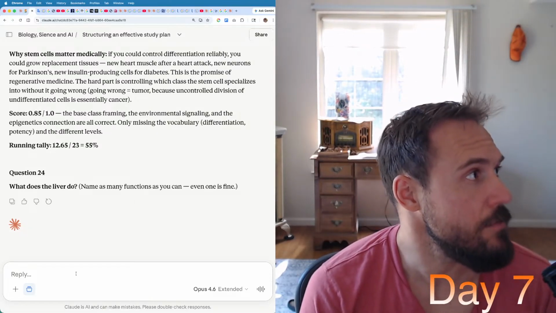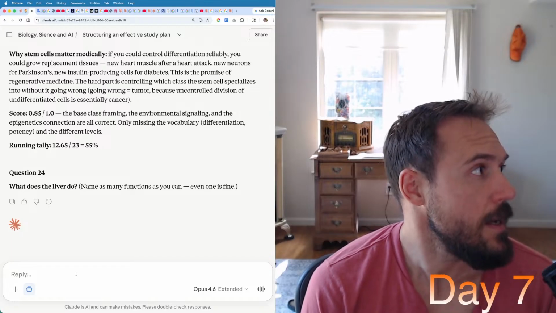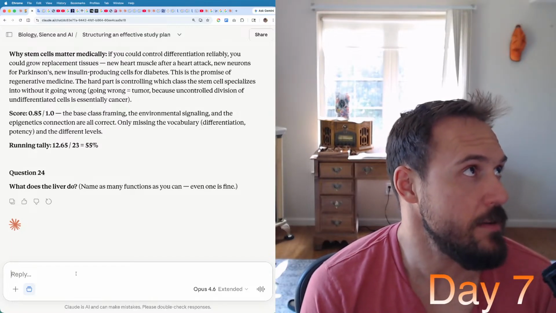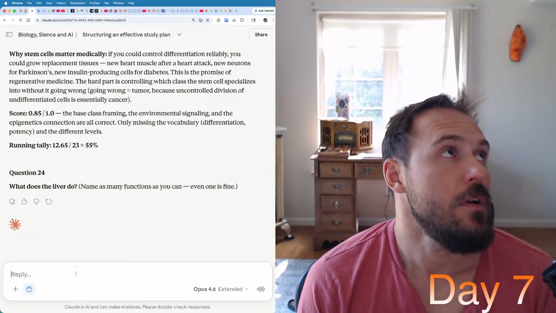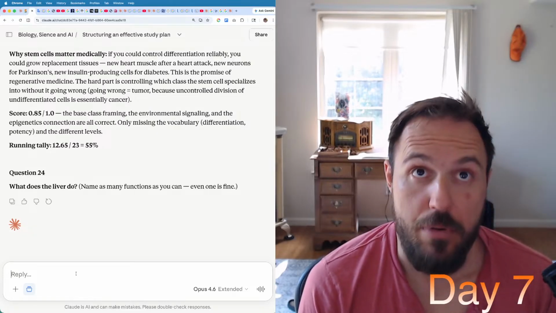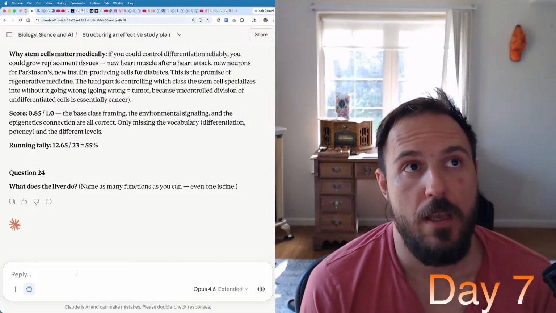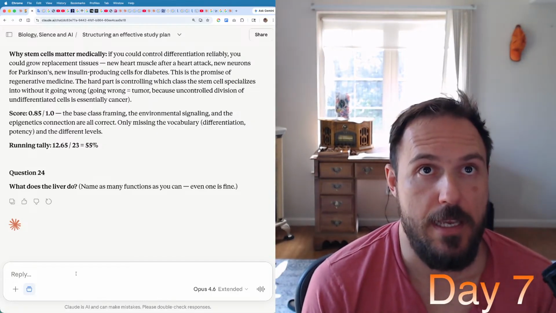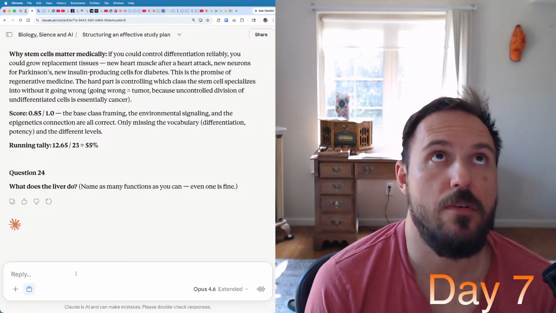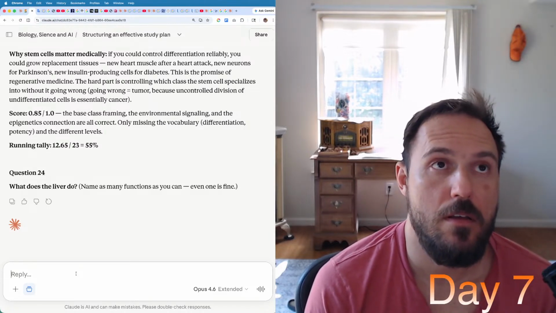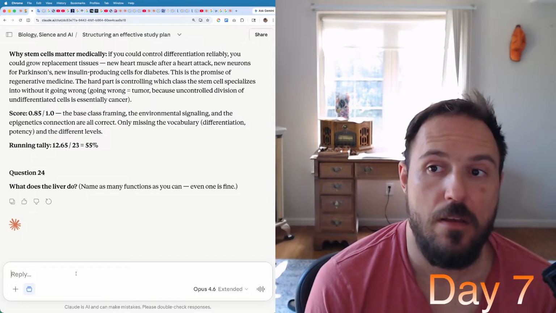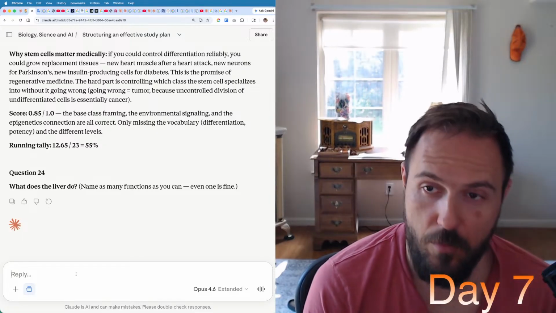Yeah, I think the liver acts like a big filter to filter out byproducts and stuff that we don't want to have in our blood. And also it does metabolize stuff. I don't know what exactly, but it does.